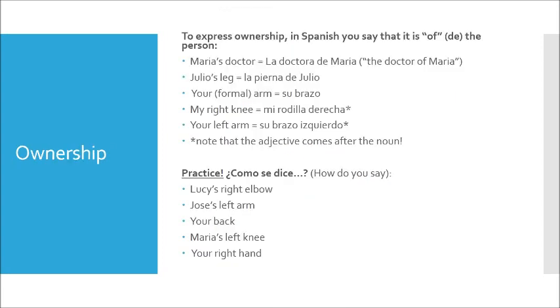Okay, the next slide is ownership. So it's something real quick to express ownership in Spanish. You say that is of the person, so de. So Maria's doctor, la doctora de Maria, the doctor of Maria. Julio's leg, la pierna de Julio. Your arm, su brazo. Again, we're using that formal su instead of tu. My right knee, mi rodilla derecha. Your left arm, su brazo izquierdo. It also notes here that the adjective comes after the noun, so that's good to know.